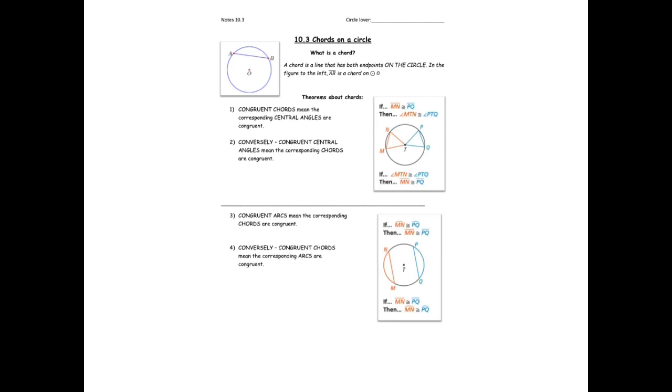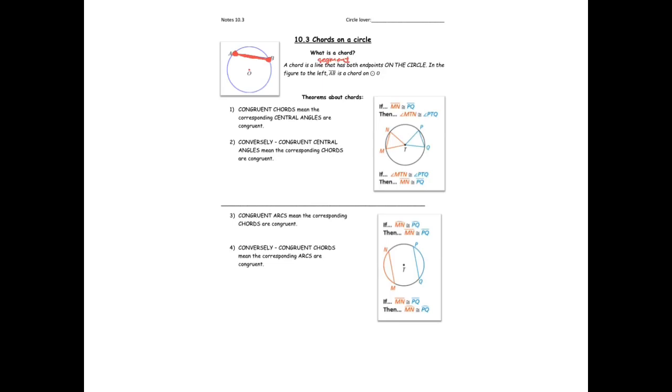What is a chord? It is a line, and I should have wrote line segment. So if you want to add that in, it's a line segment that has both endpoints on the circle. So endpoint A, boom, endpoint B on the circle, and there it is. That is a chord. Why is it a chord? Because both of its endpoints are on the circle. There you go. So AB is a chord.